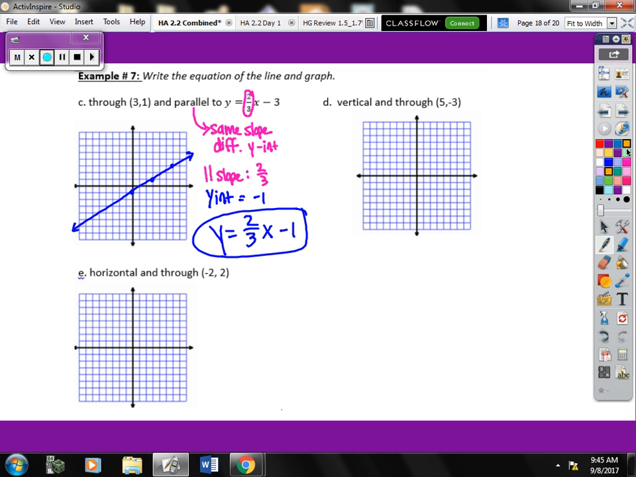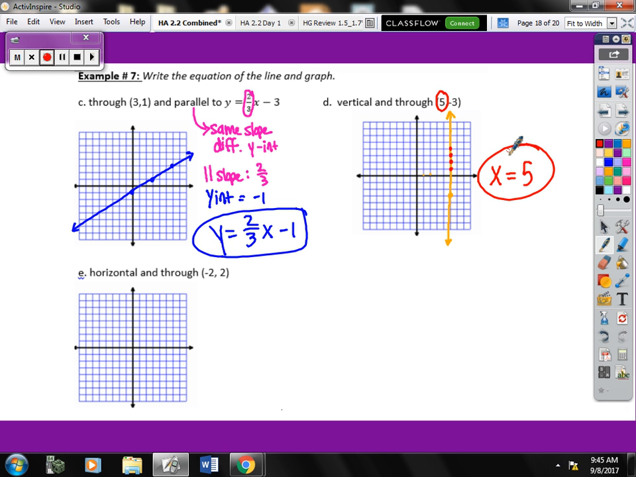The last one, we are to write the equation of the line that is vertical and goes through the point 5, negative 3. So 5, negative 3, and it's vertical. Remember, any line that is going up and down, the slope is undefined at that point, and the way that we write the equation is x equals that number, 5. Again, x is 5 here, 5, 1, 5, 2, 5, 3, 5, 4. X is always 5.